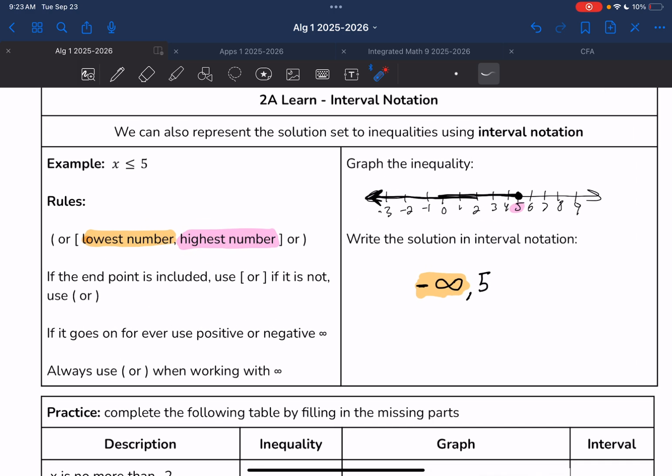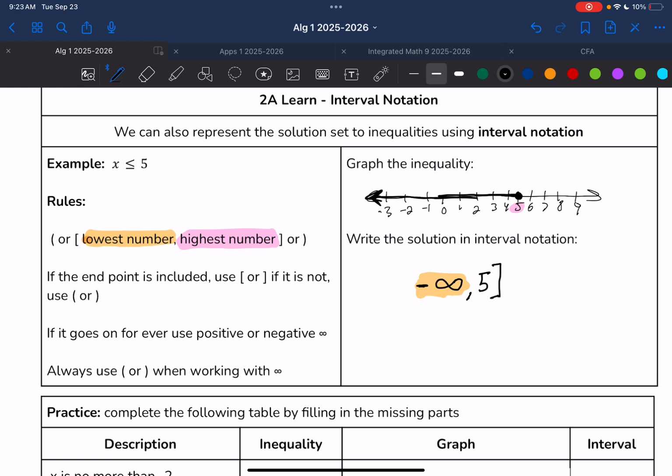Now, whether we enclose this with brackets or parentheses matters. If we have less than or equal to, if the endpoint is included, that's when you use a bracket. So for example, for this 5 over here, I know it's less than or equal to, that 5 is shaded in, that 5 is included. So I'm going to put a bracket.